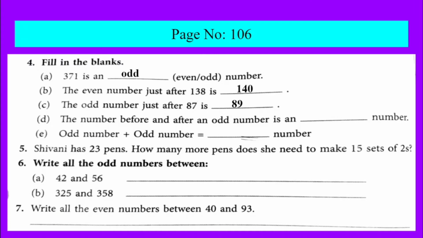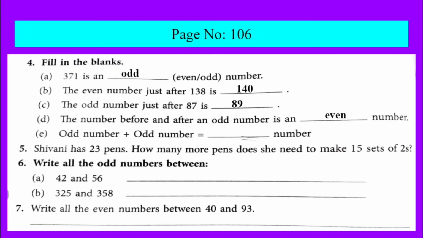So now we can see that the numbers just before and after an odd number 5 is an even number. Therefore children, the number before and after an odd number is an even number. So we will write here even. Okay. Now let's do the E part.